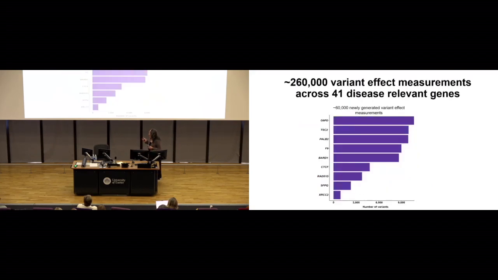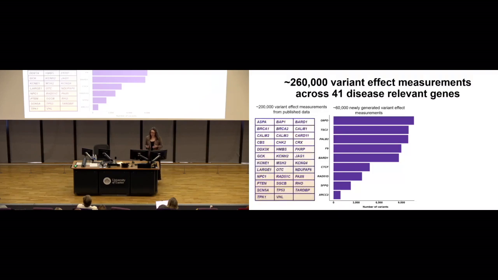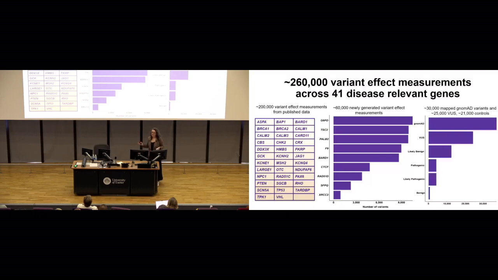And so my lab and Doug's lab together generated 60,000 new variant effect measurements using these two technologies. We also, because the data that has been published by a lot of the field has not been used to its greatest effect, curated all of the data out of the literature as well, which adds another 200 or so thousand variants. And then this data set as a whole covers about 30,000 mapped gnomAD variants, 25,000 VUS, and 21,000 controls to use.